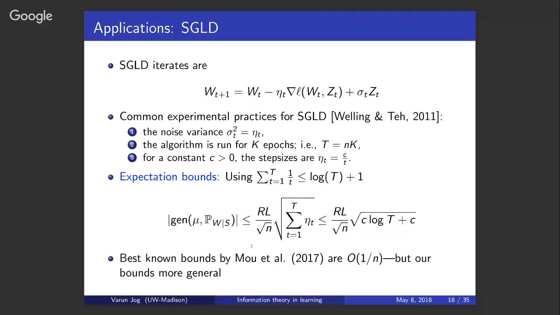Okay. So the best known bounds for SGLD are in fact order 1 over n. What we have is 1 over square root n, which is not as tight as 1 over n, but there is some advantage to using these bounds because they're information-theoretic bounds, so they are extremely general. The W that we are producing at the end can be any arbitrary function of the iterates, and it doesn't really have to be the last iterate, which is what some of these works have tried to do.